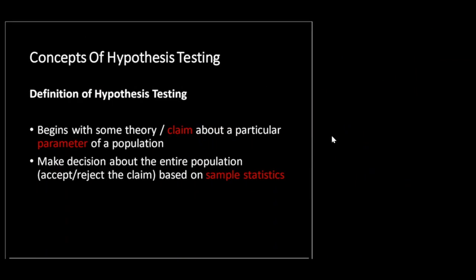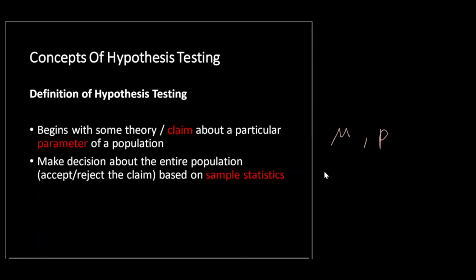So, hypothesis testing begins with some theory or claim about a particular parameter of a population. Now, the parameters that we would discuss in engineering statistics would be mu and p. So, the population mean and the population proportion. The next step of hypothesis testing would be making decisions about the entire population based on your sample statistics.